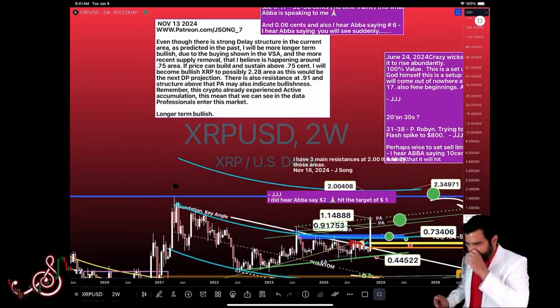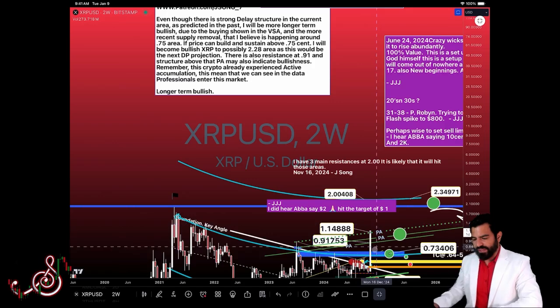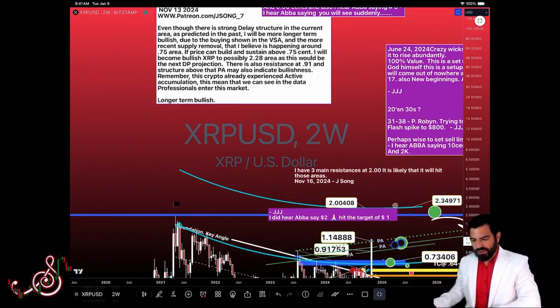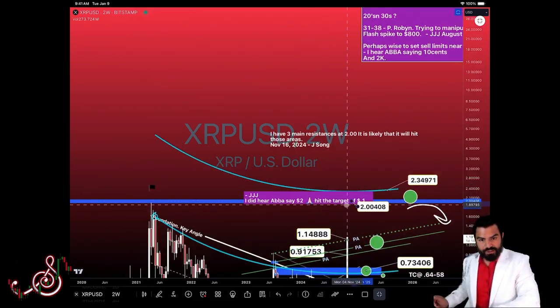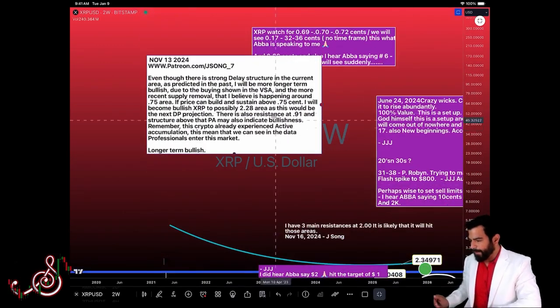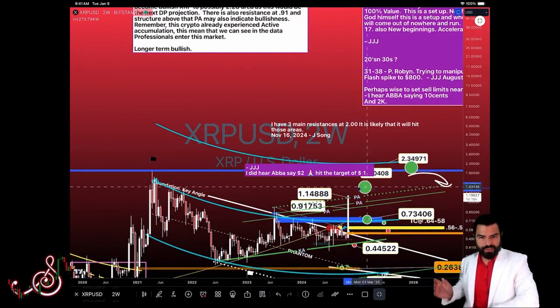If price can build and sustain above 75 cents, I'll become bullish, XRP possibly to 2.28. So if we can stay and hold above this blue line without coming back down, we want to be more bullish closer to 2 or to 2.28, which gets us around this area, the $2, and then the $2.34, somewhere around these areas is what I wrote. This would be the next DP projection. There's also resistance at 91, and structures above that phantom may indicate bullishness. So that phantom up here can also be part of the 1.15 that we're talking about.